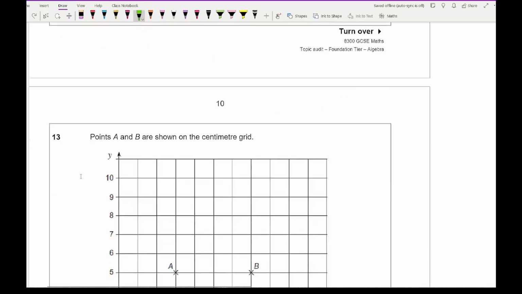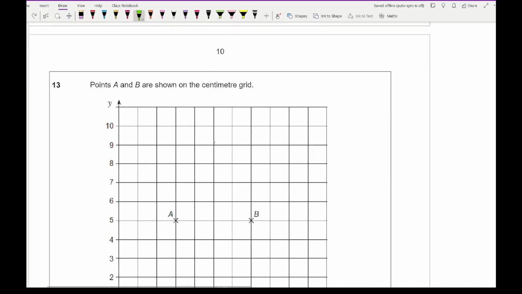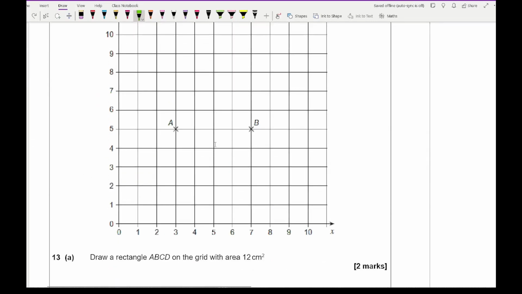Now moving on to question 13, it says points A and B are shown on the centimetre grid. And for part A, it says draw a rectangle ABCD on the grid with area 12. Now with the distance between A and B being 4 squares, 4 times what gives us 12? Well, that's going to be 3. So what we're looking for is either this rectangle here or this rectangle here. So there's going to be a few answers you can give for this particular one.